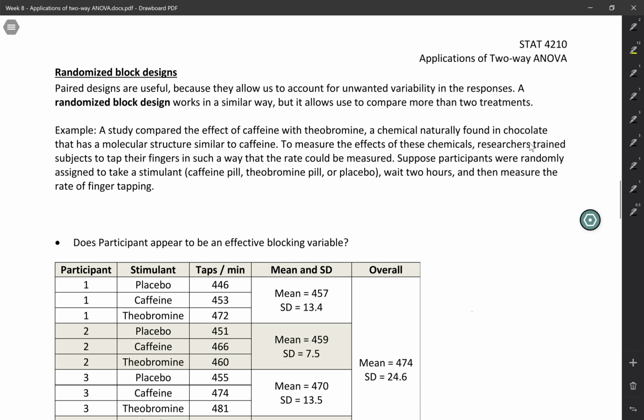So researchers trained subjects to tap their finger in such a way that the rate could be measured, and then randomly assign people to take either the stimulant, and let's suppose participants were randomly assigned to take a stimulant, so either the caffeine pill, the theobromine pill, or a placebo, wait 2 hours, and then measure the rate of finger tapping.